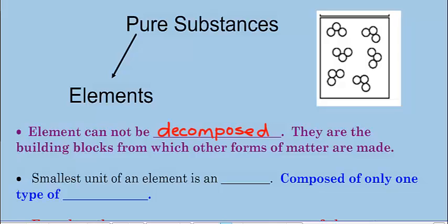Okay? They are the building blocks from which all forms of matter are made. They cannot be broken down. That's what decomposed means. It means broken down. So you cannot break down an element into further pieces. It's the simplest form of matter, and elements combine to make everything else. The smallest unit of an element is an atom.